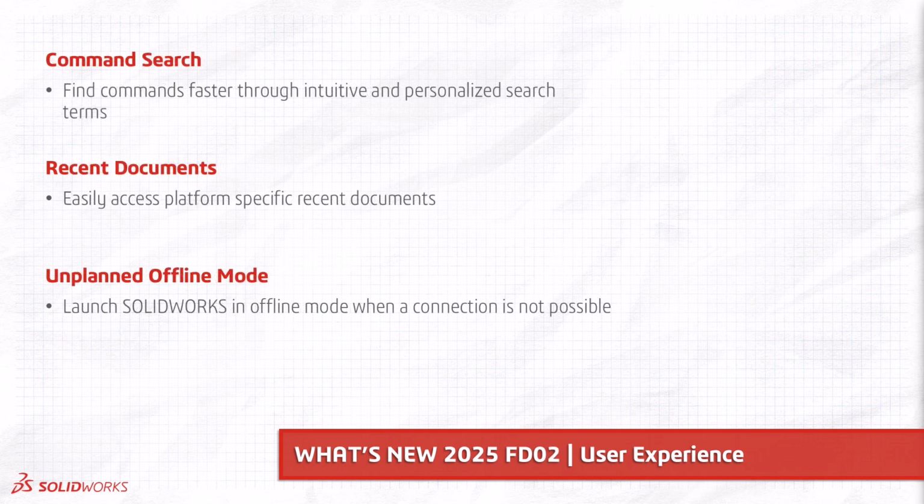Now we move on to FD02, where command search capabilities were introduced. Find commands faster through intuitive searching. Also, FD02 introduced a more accessible recent document dialog. Platform documents can be easily accessed even if they are no longer cached locally. FD02 also brought the first big enhancement for working offline in SOLIDWORKS Connected. Now, it can be launched in offline mode when internet connection is not possible at launch.